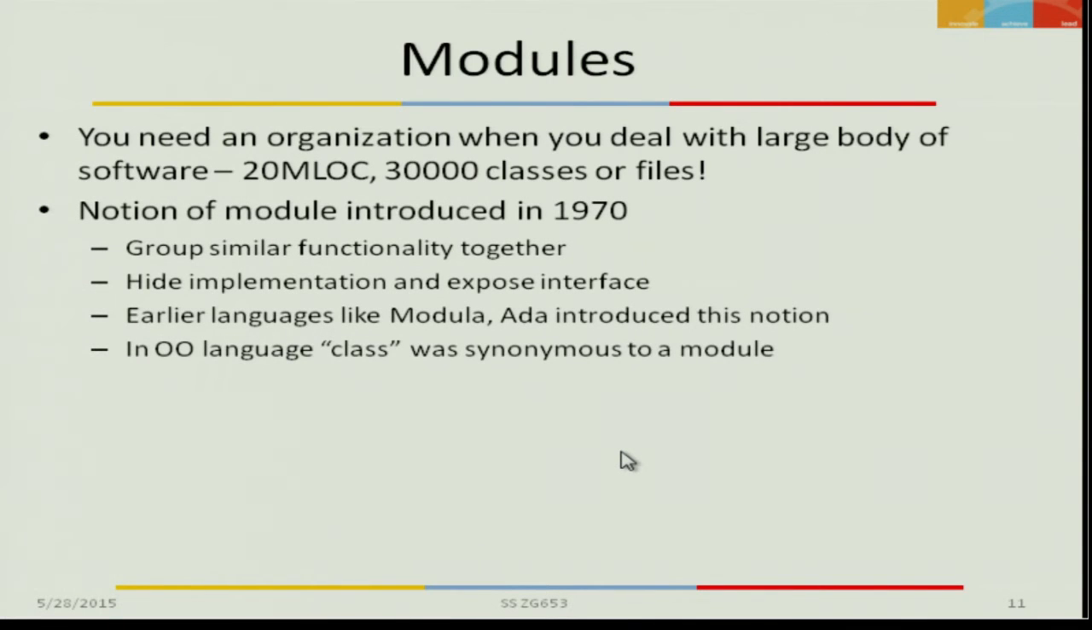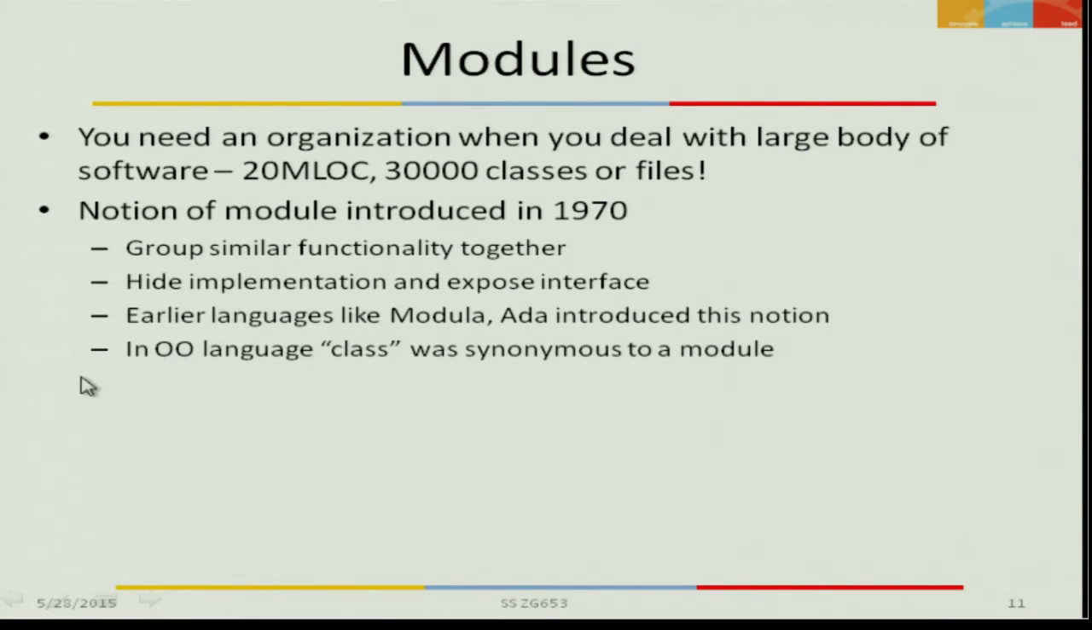But the notion of these modules was actually introduced much earlier, in 1970. And the notion of a module at that time, and it is true even today, is essentially grouping similar functionality together. At that time it was first proposed that there should be an interface, and the implementation should be hidden from the interface. Earlier languages like Modula, Ada, etc., all introduced this notion.